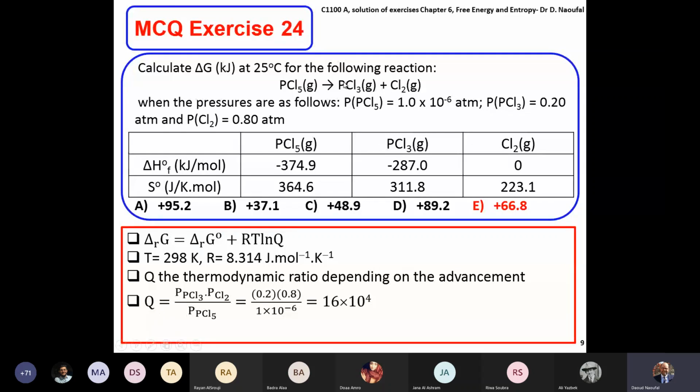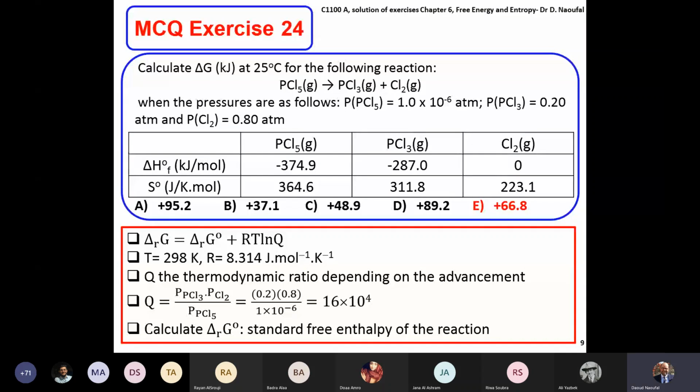So Q equal P of PCl3 at the given advancement times P of Cl2 gas at the given advancement divided by the pressure of PCl5. So Q equals 16 times 10 to the power 4. So now we have a Q, we have T, we have R. We need to calculate delta G0 of the reaction to calculate delta G at the given advancement. So how to calculate delta G0 of the reaction, which is the standard free enthalpy of the reaction?